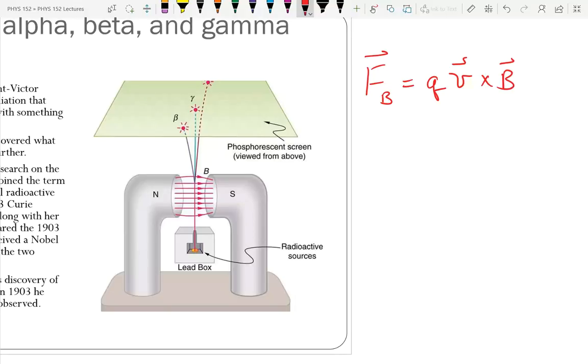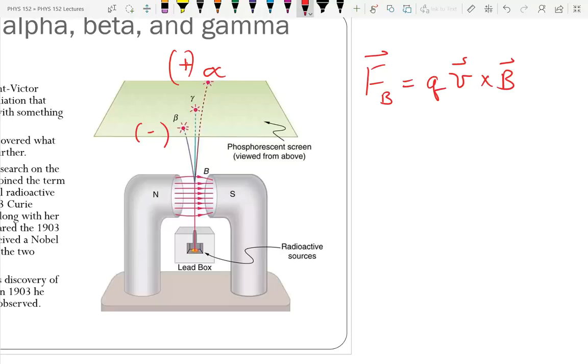So looking at that, you see one goes into the page, that's the alpha. So the alpha has a positive charge because it goes the direction of the force for a positive charge. So we get that that's a positive charge. And the beta must have a negative charge because it goes the opposite direction. And the gamma goes straight through.